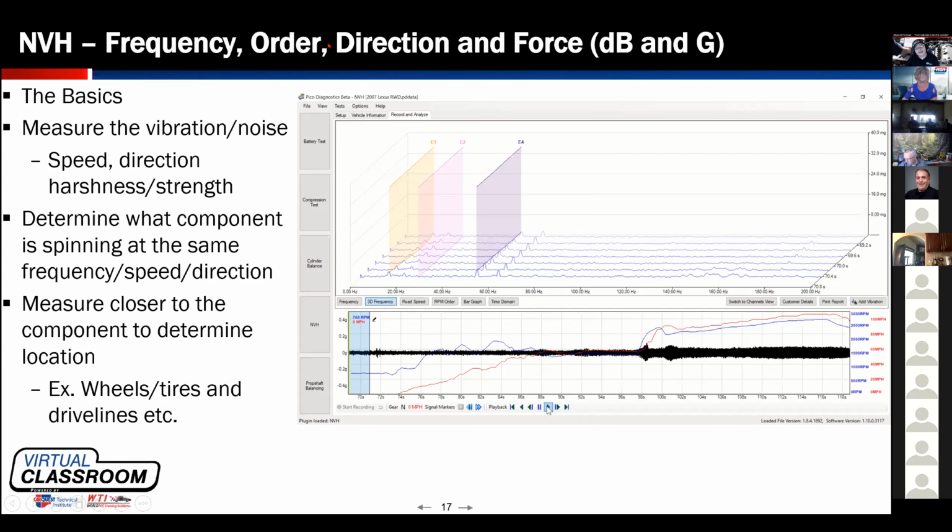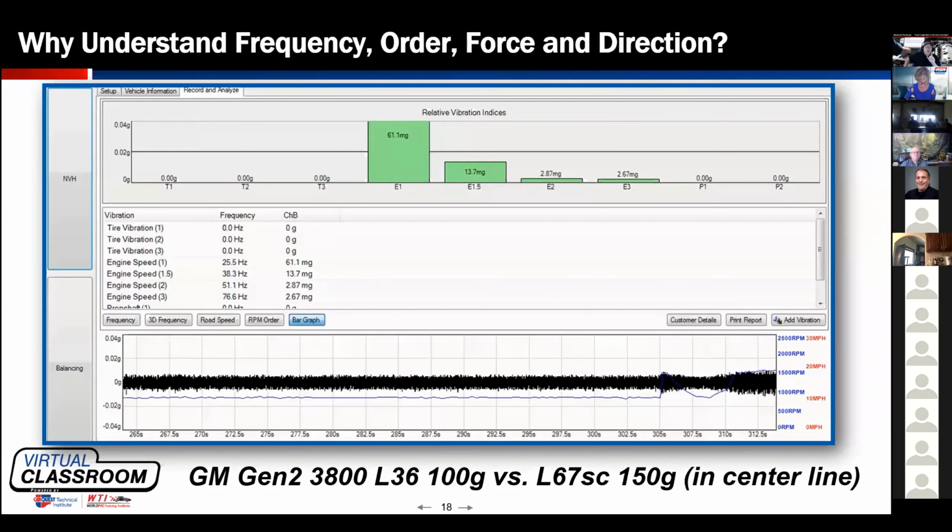And then I added in another one here called order. We'll cover that in a little bit. All right. So frequency, order, direction, and force, the basics. So let's move on here. Why do we need to understand these items?